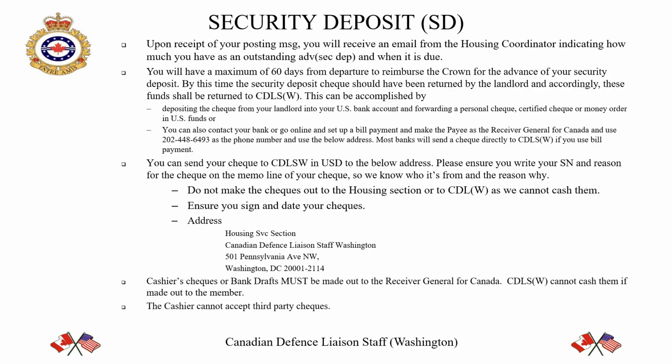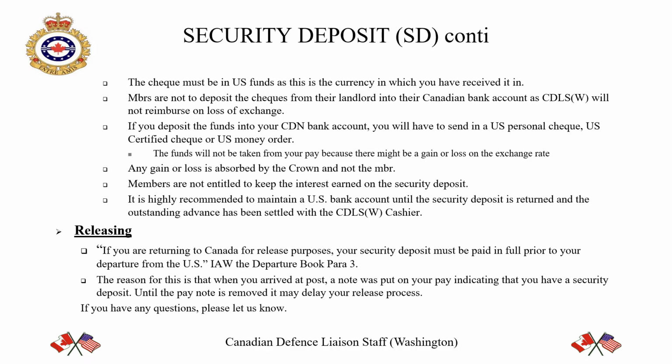For example, by personal or certified check, bank draft, or money order. You can also set up a bill payment with your US bank, and then they will send a check to CDS Washington. If you are setting up a bill payment with your US bank, ensure you set the payee as an individual and not as a company, as the Receiver General for Canada will not show up in a list of companies. All funds must be in USD currency. Your security deposit must be in US funds as this is the currency in which you have received it.